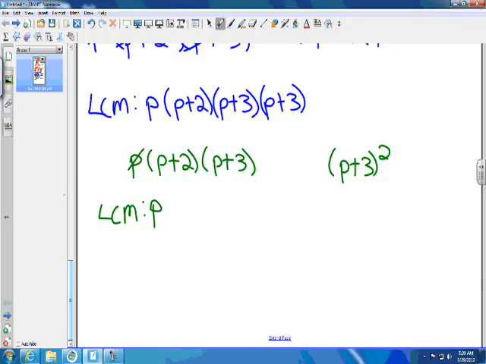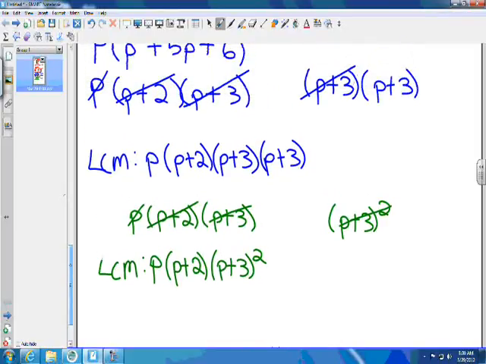And then we have P plus 2. So we cross that one off. Now, we have a P plus 3, so you look across your line, what's the highest P plus 3 that we have? P plus 3 squared, so that's what you would put here. And that would account for everything.